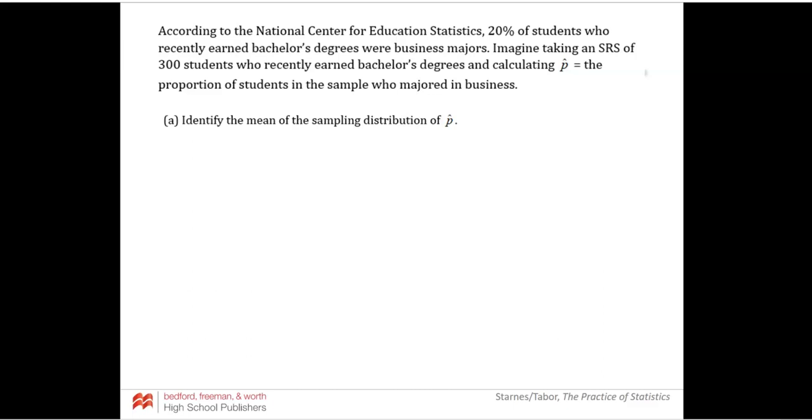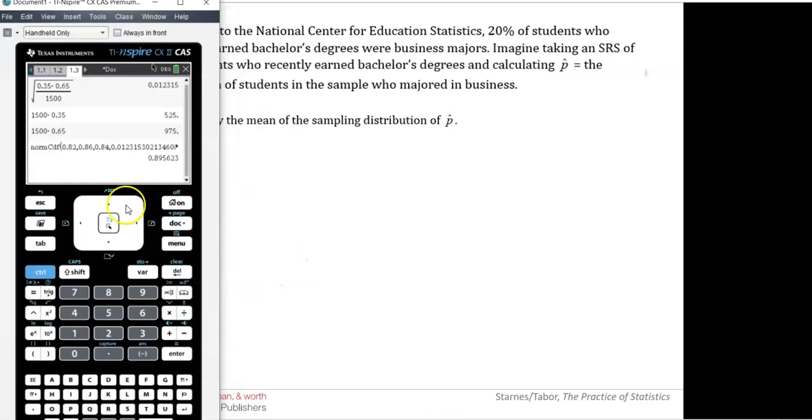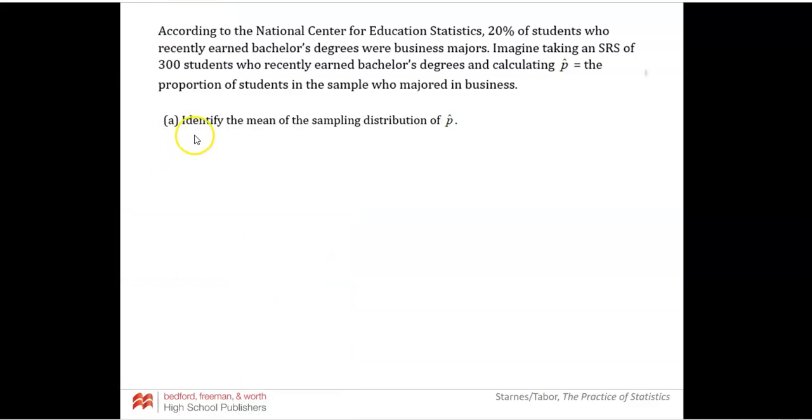Does it pass the less than 10% condition? So 300 students out of all the students in the United States who were business majors, that's way less than 10%. So we're good there. So then you would be able to use the formula, which in this case is the square root of 0.2 times 1 minus 0.2, or 0.8, all over 300, I believe. So you get that number, 0.02309.